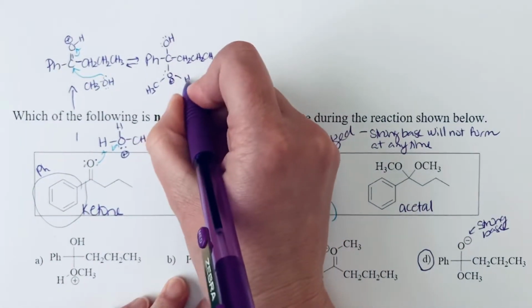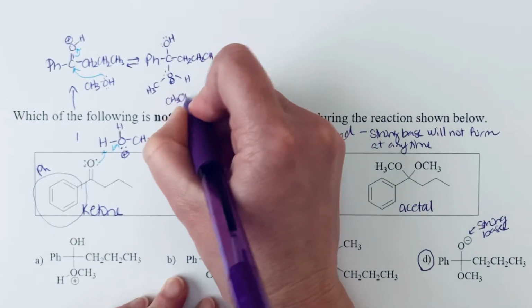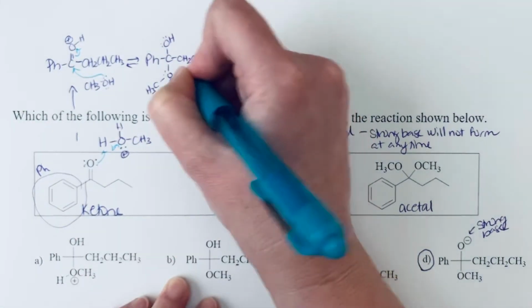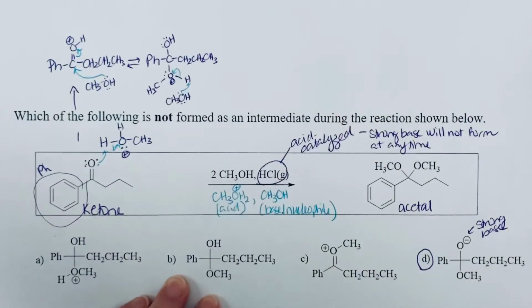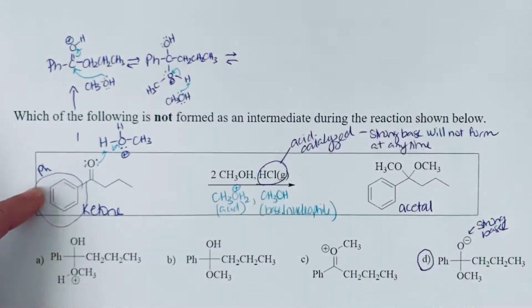So we are going to first remove this proton. So if we want a base, we have methanol. So we will use methanol. And so we will remove this proton.